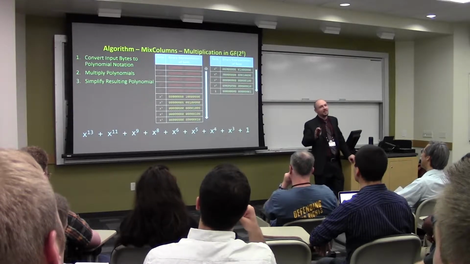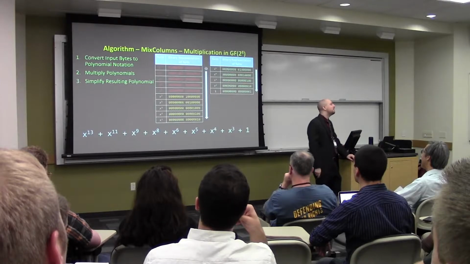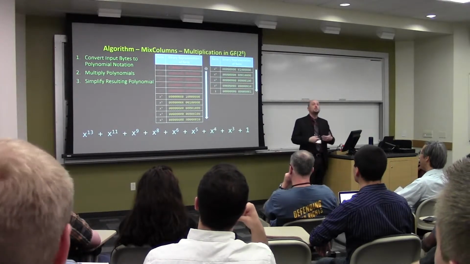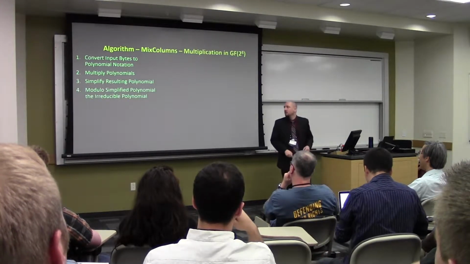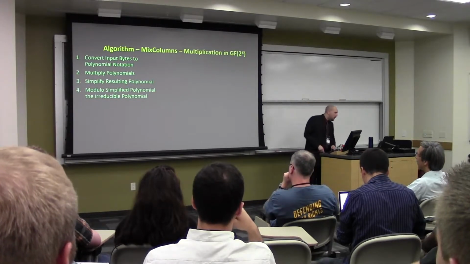And if anybody would have gotten that, I would have been so impressed. I would have probably handed you the presenter. But the problem is that this is too large. Okay, we're not in our finite field. We need to perform the modulo operation. So our next step is to modulo the simplified polynomial with the irreducible polynomial.